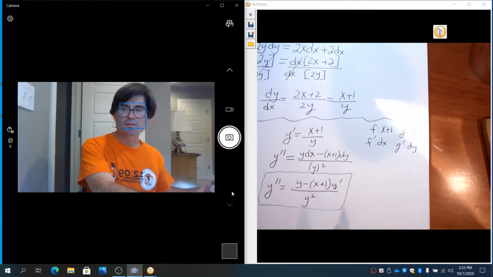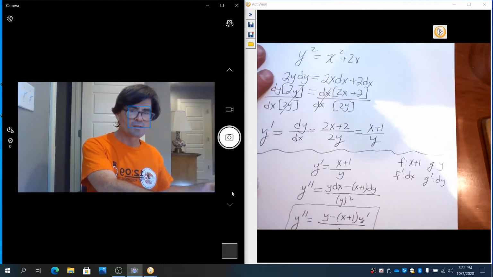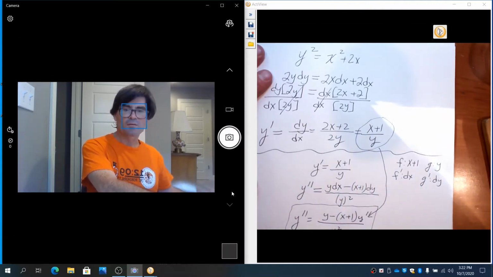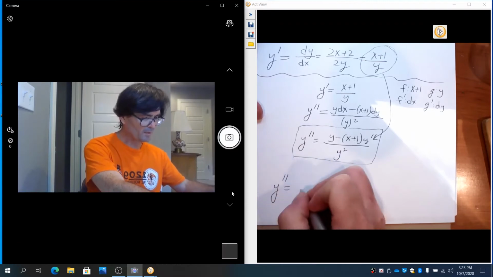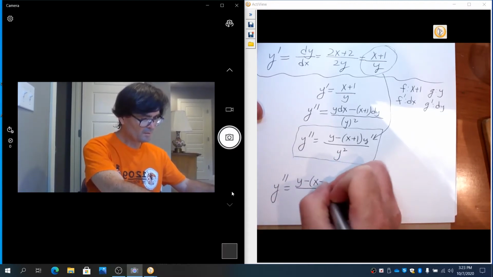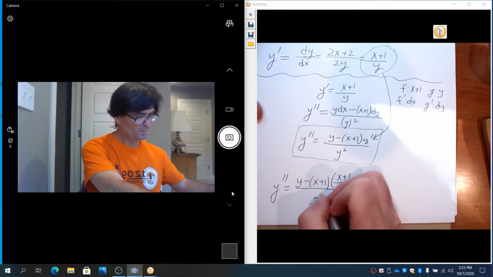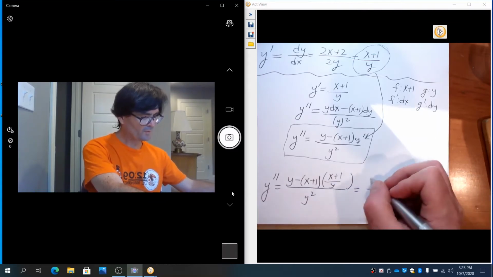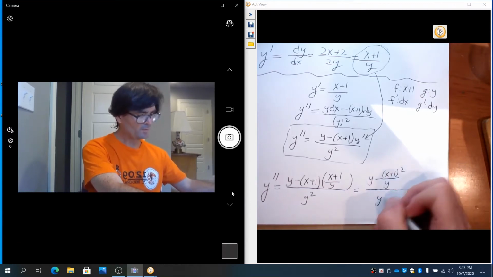Not only is the implicit derivative typically a function of x and y, this one's also a function of y prime. You can fix that by remembering that y prime was x plus 1 over y. We're going to take this and substitute it right there for y prime. So my second derivative will finally be y double prime equals y minus x plus 1 times x plus 1 over y, all over y squared. And that's correct. I'm going to clean it up a little bit. We'll have y minus x plus 1 squared over y, all over y squared.